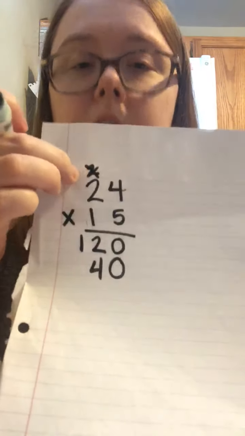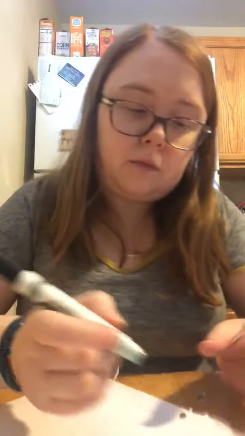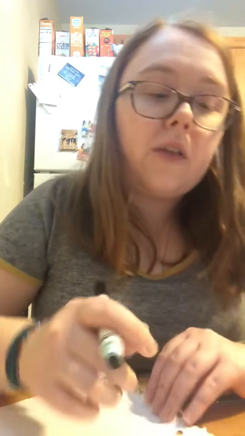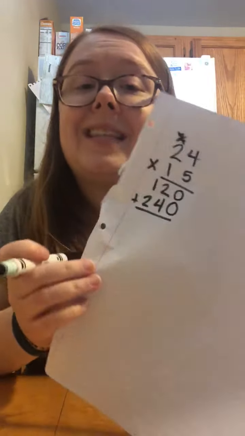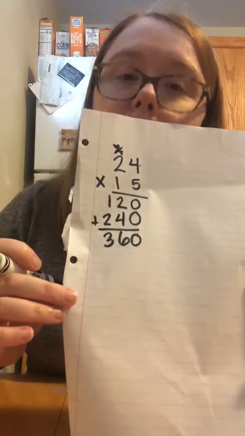I could have also crossed out that 2 so that I know not to use it again. And 2 times 1 is 2. So that tells me that 24 times 10 would give us 240. Now I can add these two numbers together. 0 plus 0 is 0, 2 plus 4 is 6, and 1 plus 2 is 3. So 24 times 15 would give us 360.